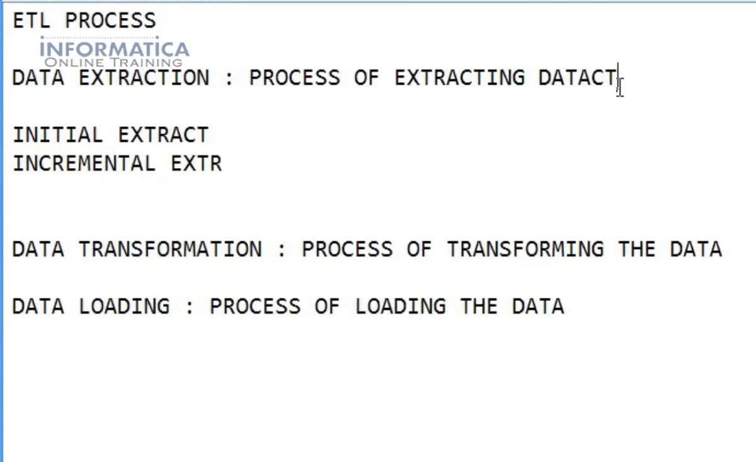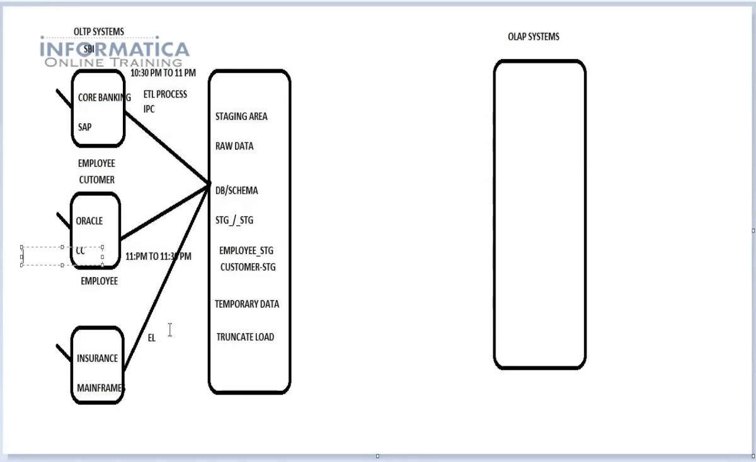The incremental extract we also call a delta extract. So initial extract or full extract means that when you are extracting the data from the source system for the very first time, it's known as an initial extract. Let us say you have some 10 million records in your source system. For the first time you are extracting the 10 million records, which is an initial extract or a full extract.